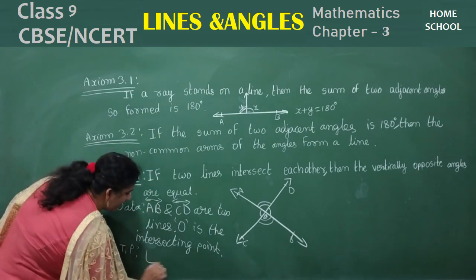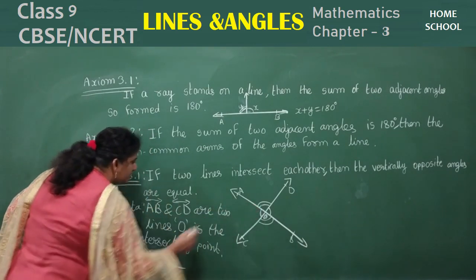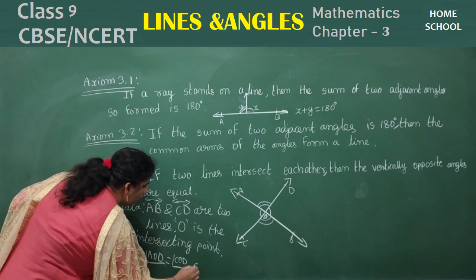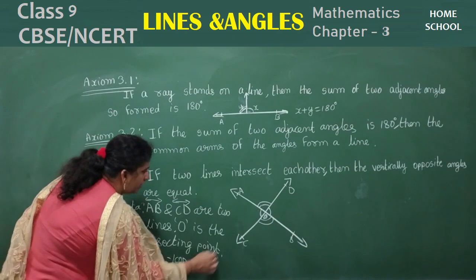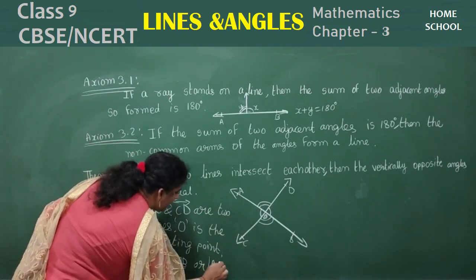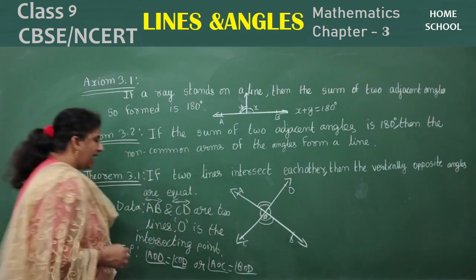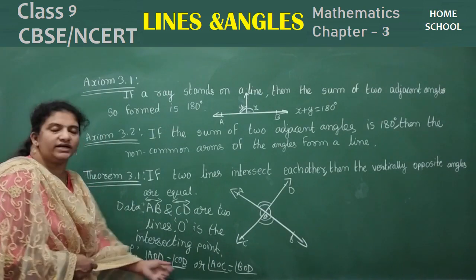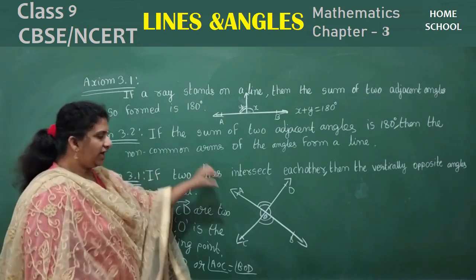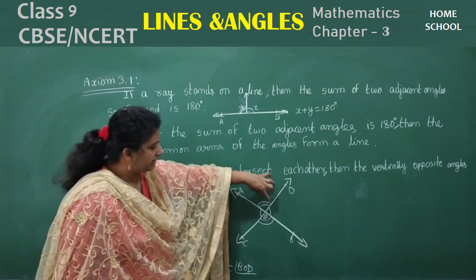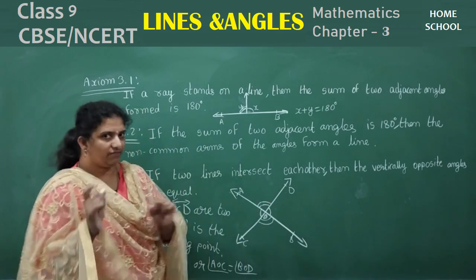So that means either you may prove angle AOD is equal to angle COB, or you can prove this one, angle AOC is equal to angle BOD. Any one you can prove, children, that makes the vertically opposite angles equal. So how do we start our proof? Let me take any two angles first and then side by side the other two angles. Then what happens here? Observe carefully.